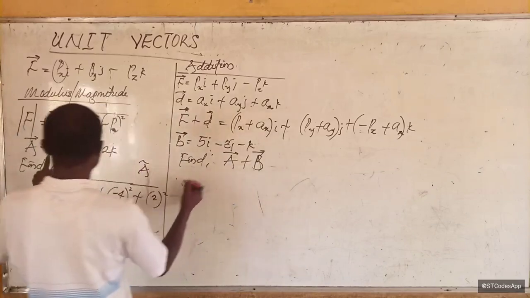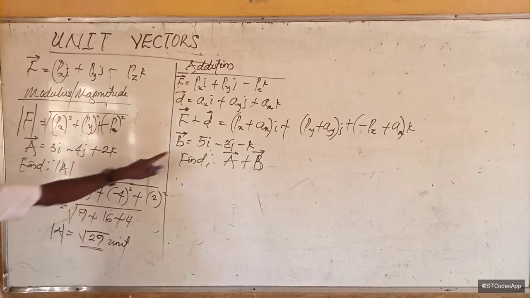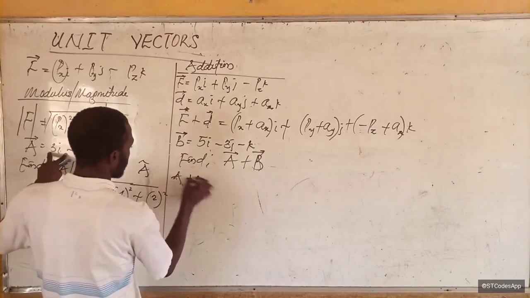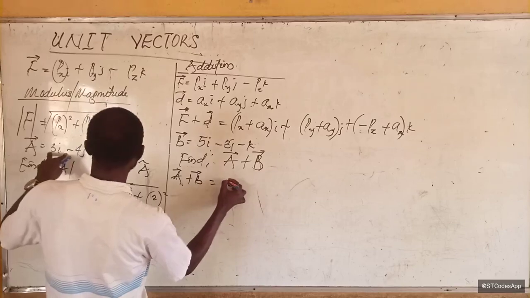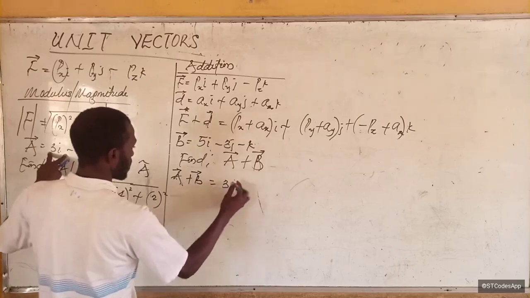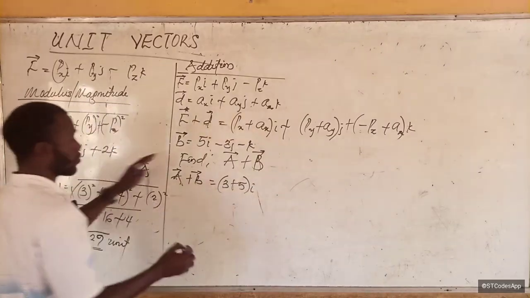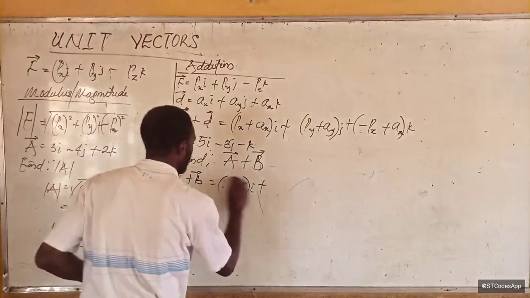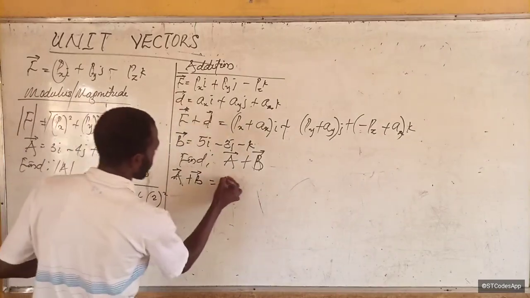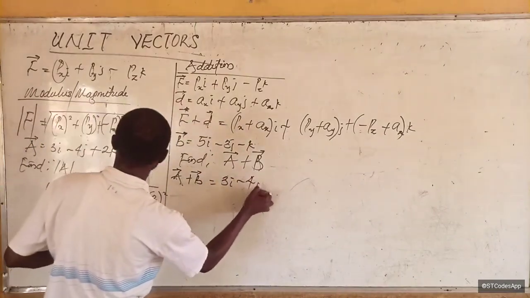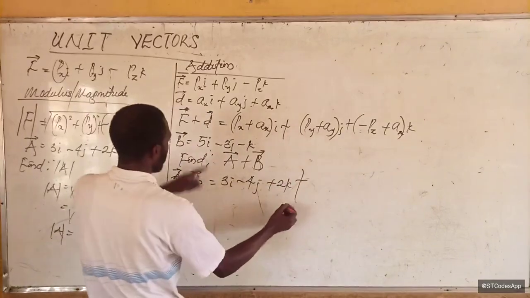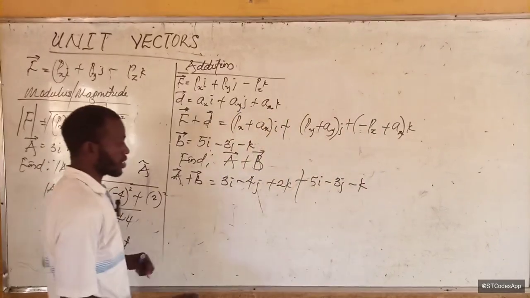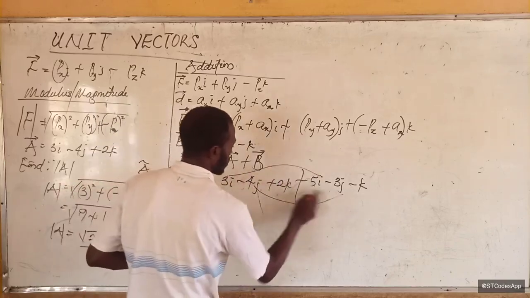So since A is this, 3i minus 4j plus 2k, and B is this, 5i minus 3j minus k, you simply say vector A plus B would be equal to, that will be 3 plus 5 i's, because they both carry i. Or let's write it out in full first. So this would become 3i minus 4j plus 2k, then plus 5i minus 3j minus k. So then the ones that are alike are this guy and this guy.